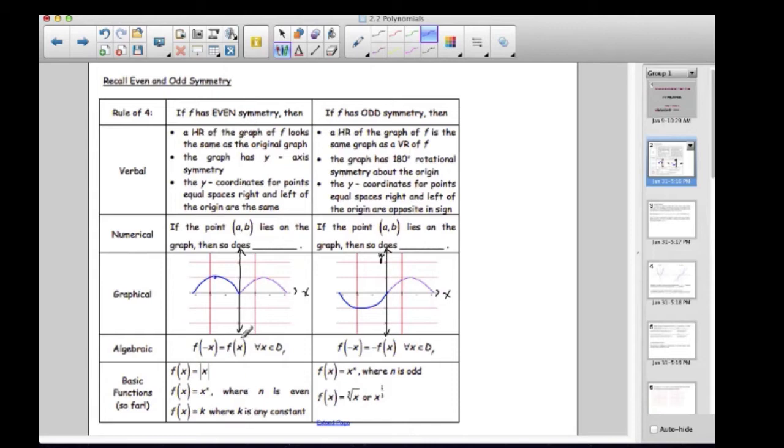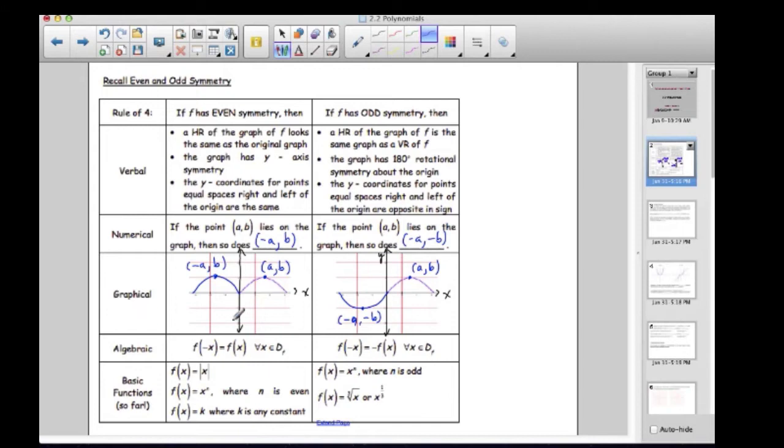Numerically speaking, if the point a comma b lies on the graph, and the graph is even, or in the even column here, then we change the sign of x and we don't change the sign of y. This point is on an even function. But here, if we change the sign of x, we have to change the sign of y for the function to be odd. So if this is a point a comma b, here and here, then this point is negative a comma b, while the point over here at negative a is negative a comma negative b.